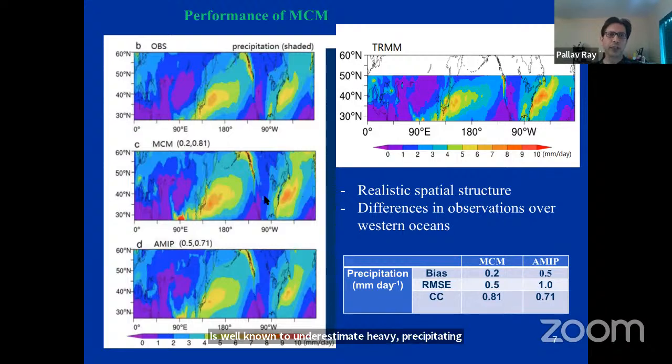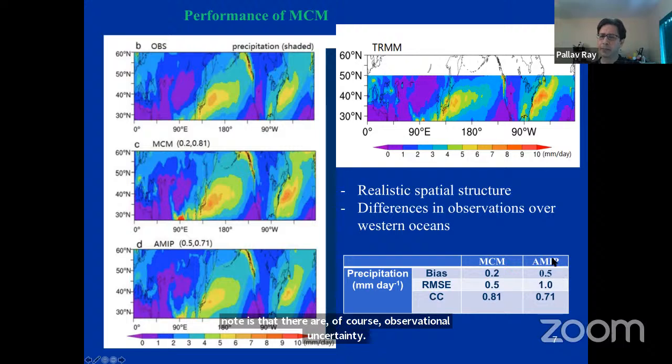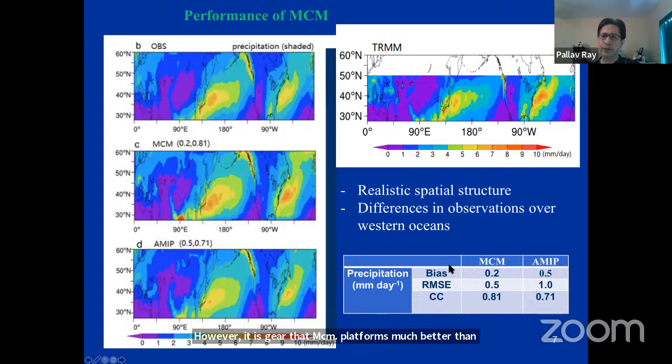As a result, we looked into other data sets. What you see here on the right is the precipitation from TRMM for the same time period. You notice that now the precipitation in TRMM is actually much larger compared to GPCP and matches fairly well with what we got in our MCM simulation. TRMM does not go beyond 50 degrees, so this part remains blank. Overall, there is, of course, observational uncertainty. However, it is clear that MCM performs much better than AMIP and the AMIP ensemble if you utilize very simple statistical measures like bias, root mean squared error, or correlation coefficient.